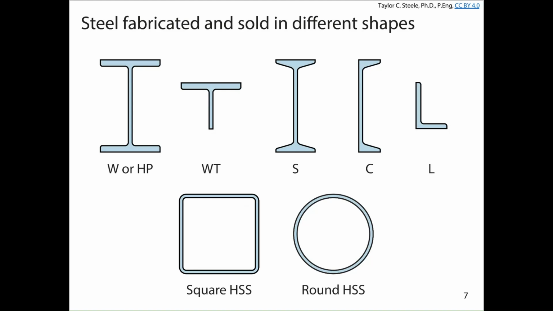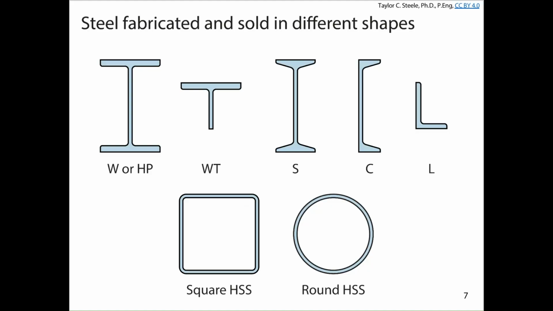We can cut these down into WT shapes, and so literally a WT is just made by taking an I shape that's rolled from molten steel and cutting it in half. And then we've got a few others as well. Channel shapes, angles. These ones are all hot rolled for the most part. You can make angles by taking a piece of plate and just bending it. That's called cold forming into a bent angle.